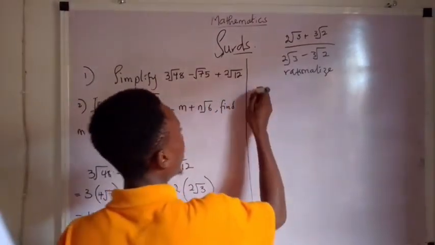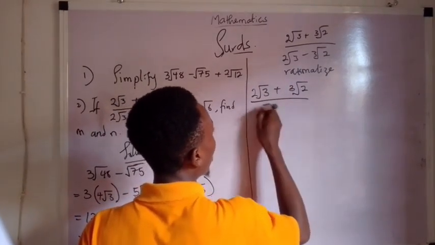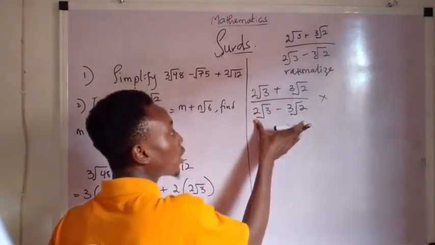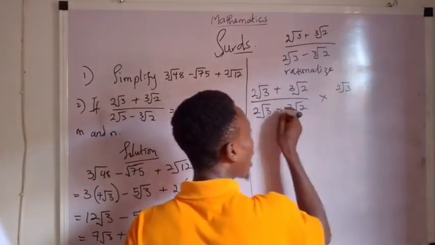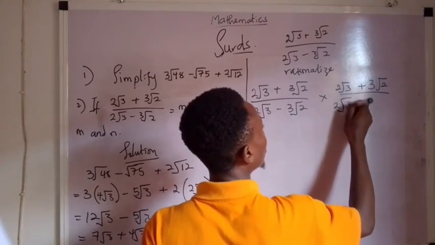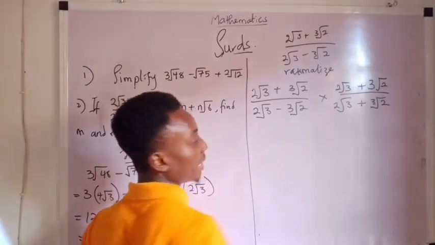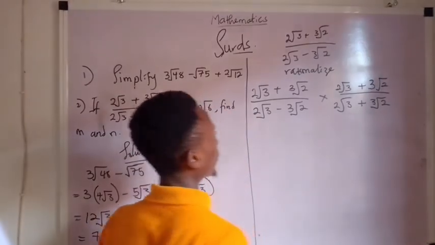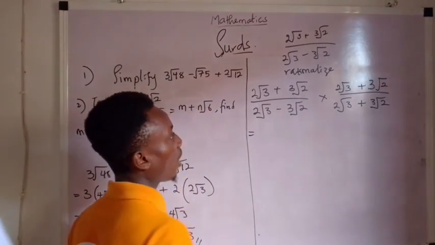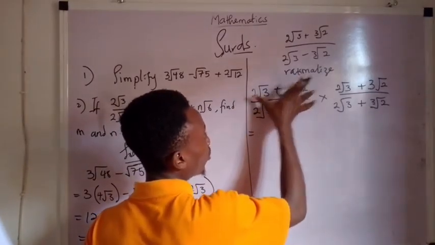So we just go straight to rationalizing. Okay, when you rationalize, you have 2 root 3 plus 3 root 2 over 2 root 3 minus 3 root 2 times the conjugate of this, which is 2 root 3 plus 3 root 2 over 2 root 3 plus 3 root 2. Remember I said we multiply the numerator and the denominator by the same thing to rationalize this. Now, you begin to multiply.